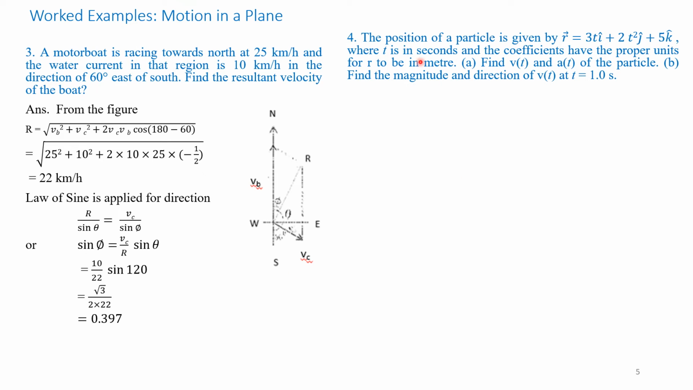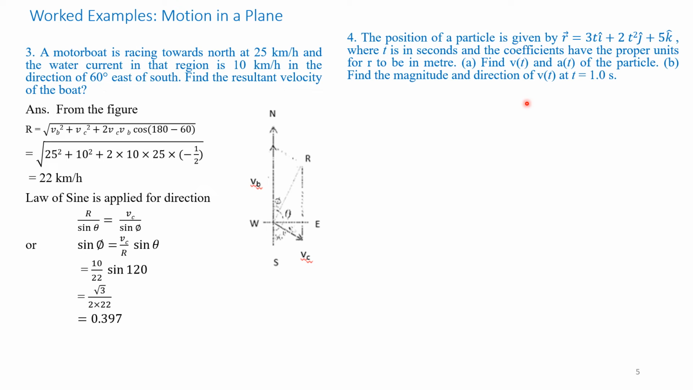Next question. The position of a particle is given by the vector r is equal to 3t i plus 2t square j plus 5k, where i, j and k are unit vectors, where t is in seconds and coefficients have the proper units for r to be in meters. Part A is find Vt and At, that is velocity at time t and acceleration at time t of the particle, and B, find the magnitude and direction of Vt at t is equal to t seconds.